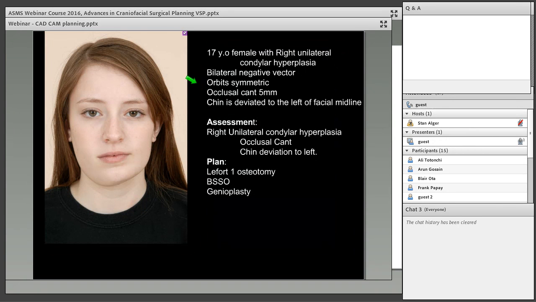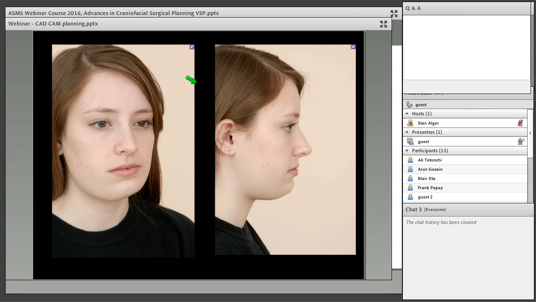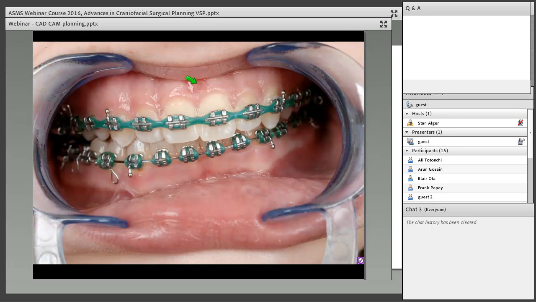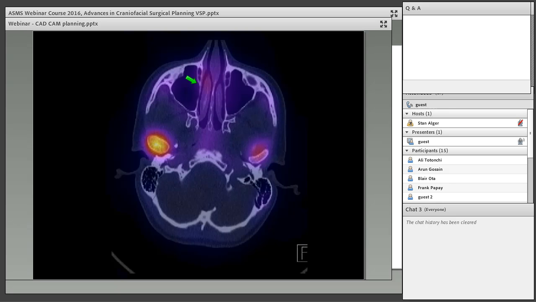This is another case, a girl that has a right unilateral condylar hyperplasia. She had a severe occlusal cant of about 5 millimeters, and she had a severe facial asymmetry, and she is depressed living in that condition. So you can see her severe occlusal cant, and her right jawline is severely inferiorly displaced. And you can see her occlusal cant in this picture. This is a PET CT showing the uptake of her right condylar hyperplasia.